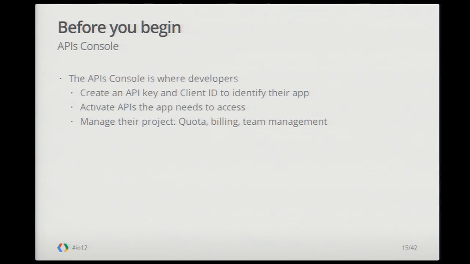And you can do more in the APIs console to manage your project. You can change the quota for the APIs. They'll have a default amount of quota that they're allowed to access every day, but you can request more if you need more. If your applications become very popular, then you might need to do that. This is also where you manage billing. A few of our APIs are paid APIs, and you have to set up billing there. And you can do team management as well to add more members to your project so that they can go in and also change these settings.